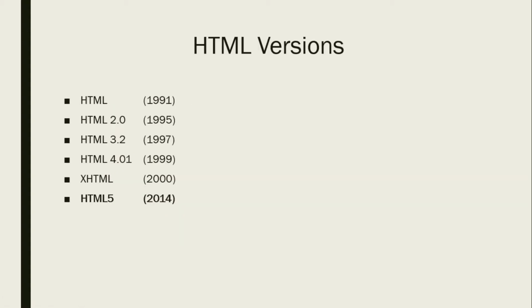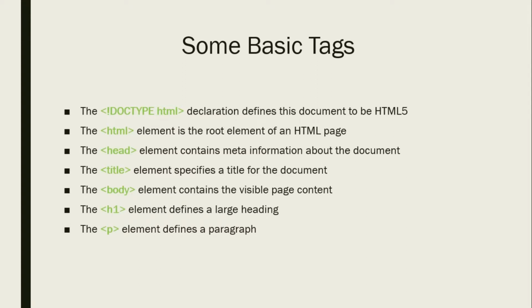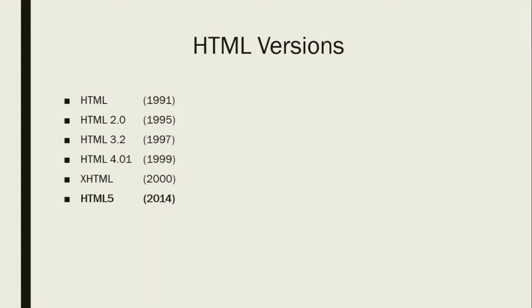These are some HTML versions. I won't talk about the history, I'll just give a brief timeline of HTML versions. We have HTML in 1991, HTML 2.0 in 1995, HTML 3.2 in 1997, HTML 4.01 in 1999, then XHTML, and HTML5 is the current one we are using, which has lots more functionality over the previous versions of HTML.